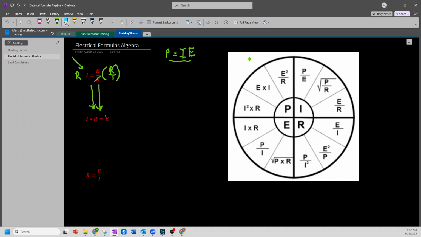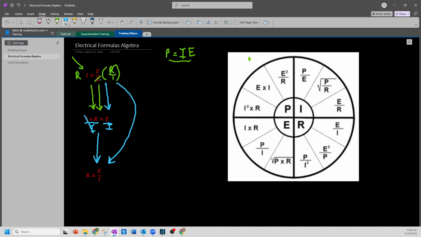Let's say we want to get down from this equation all the way down to this equation, get R by itself. Okay, again, we do the same thing we did here. We get that equation, and then we divide by I on both sides. Whatever you do to one side, you got to do to the other side. And that leaves us R by itself, giving us this equation.